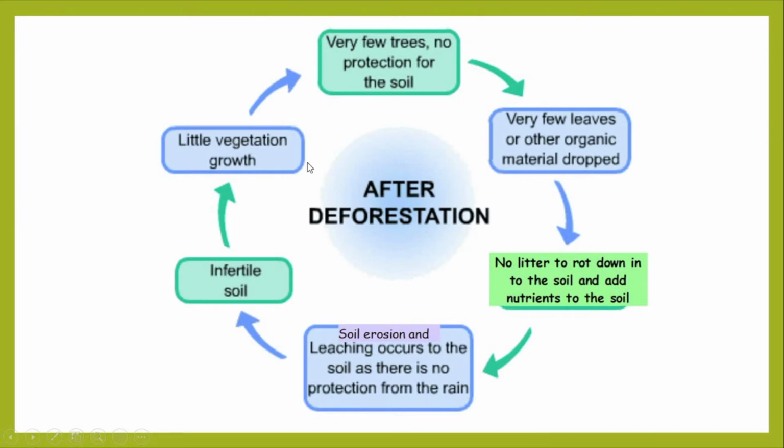What I'd like you to do, you can either copy this out as it is, or if you want to put it linear, like very few trees, no protection for soil, dash, very few leaves or other organic material dropped, dash, no litter, and so on. If you'd rather process it and put it into a paragraph, however you want to represent it, as a feedback loop, in a line separated by dashes, in a paragraph, whatever suits you, get something down that explains, if you cut down those trees and it breaks the nutrient cycle, what is the effect in the area? Okay, pause the video here a moment and go ahead and do that.